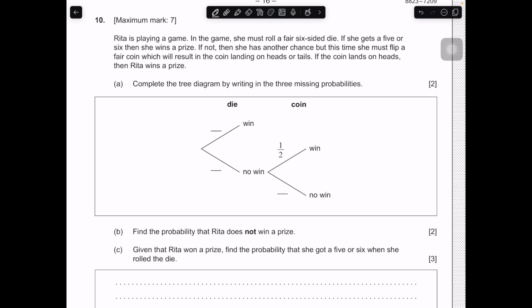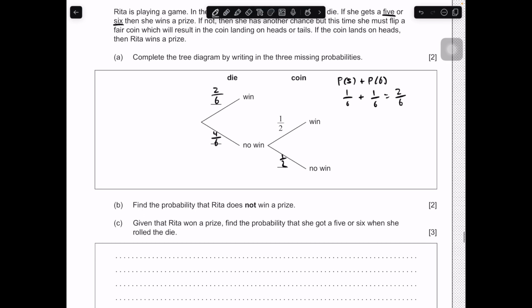Okay, so she plays this game. She must roll a fair six-sided die. If she gets a 5 or 6, then she wins a prize. So the probability of a 5 is 1/6. The probability of a 6 is 1/6. I don't know if we want to write a probability distribution, but probability of 5 plus probability of a 6. The chance that she gets a 5 is just going to be 1/6. The chance that she gets a 6 is going to be 1/6. So altogether, she has a 2/6 chance of winning. And as a binary event, a 4/6 chance of losing. The coin is fair. 50% she wins, 50% she loses. Remember, these two values must add up to 1.